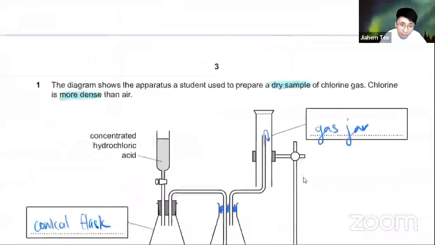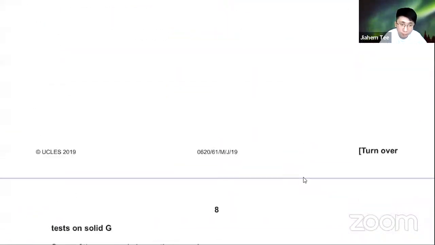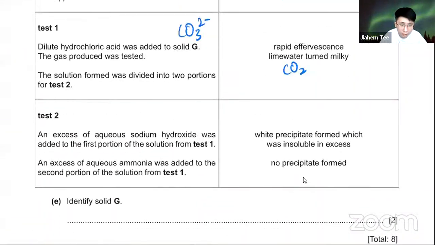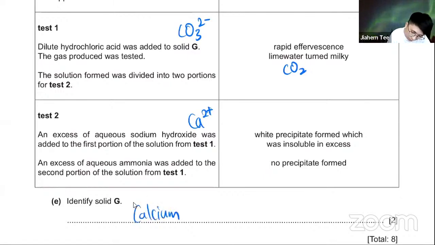So definitely from here, you realize that this is Ca2+. So combine them, guys. What is solid G? Calcium carbonate. Okay, guys, any question on the testing of anions and testing for cations?